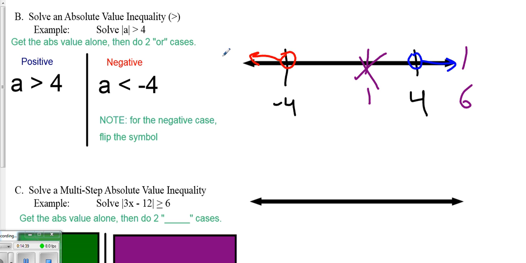Same thing with anything that's further negative, like a negative 8. Plug that in here. Negative 8 becomes a positive 8 with absolute value. 8 is greater than 4, so it would work. Okay, so all of these values, anything less than negative 4, anything bigger than positive 4, those are all the spots that would work.